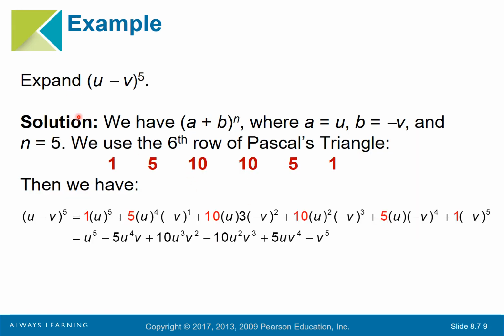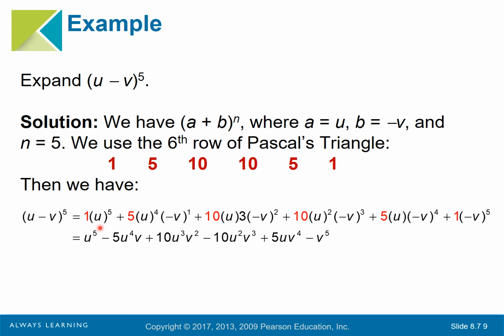So here's an example. We expand u minus v to the 5th power. Now notice that this is u plus minus v, so we do get a minus factor there. Now we use the 6th row, so the coefficients are going to be 1, 5, 10, 10, 5, and 1.